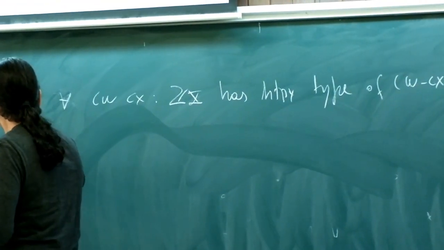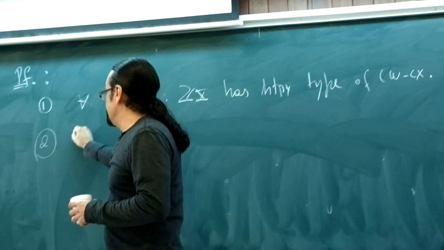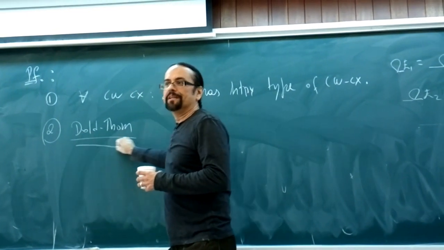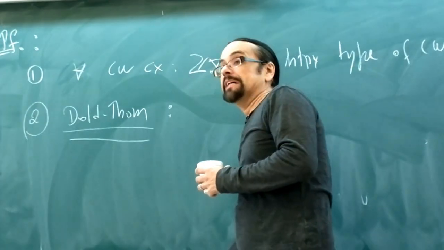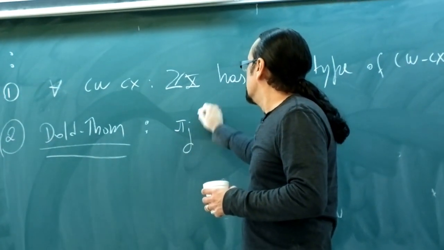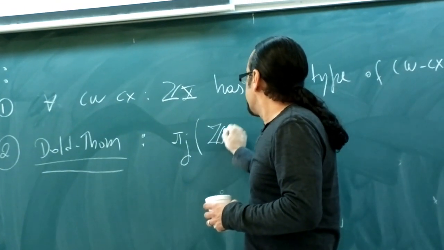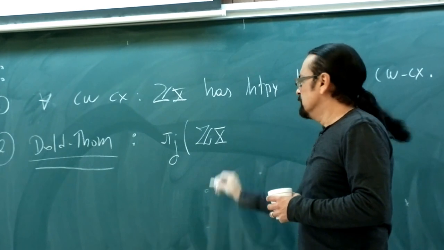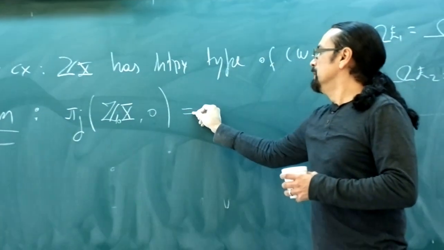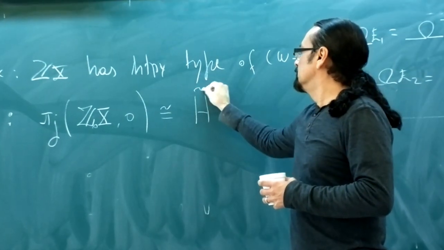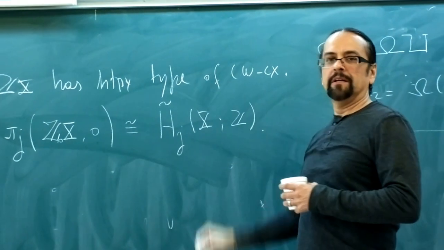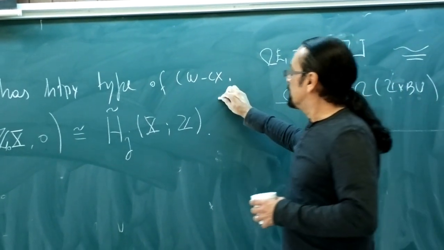Next, the Dold-Thom theorem. This should have a display of its own because this is really what motivated a lot of what comes next. The Dold-Thom theorem says that if you take the homotopy group pi j of this group here, let's put this zero here, based at zero, this is isomorphic to the reduced homology in degree j of X. So this is a very, very beautiful theorem.